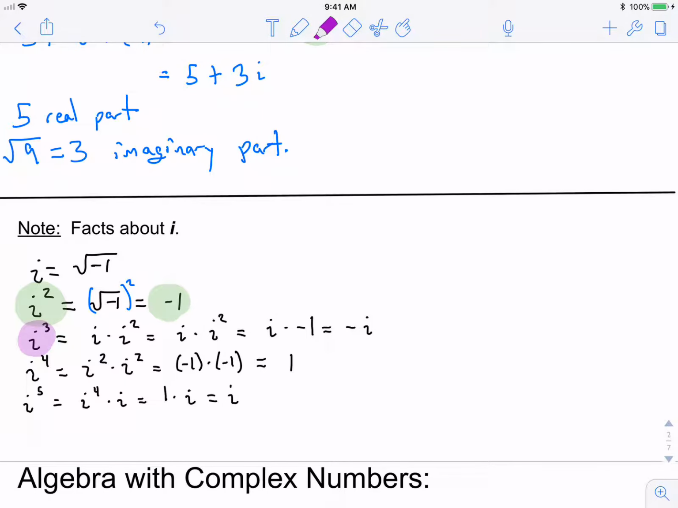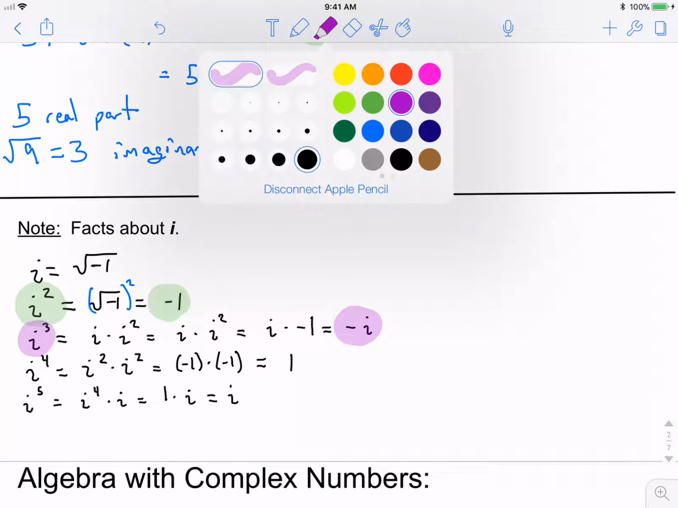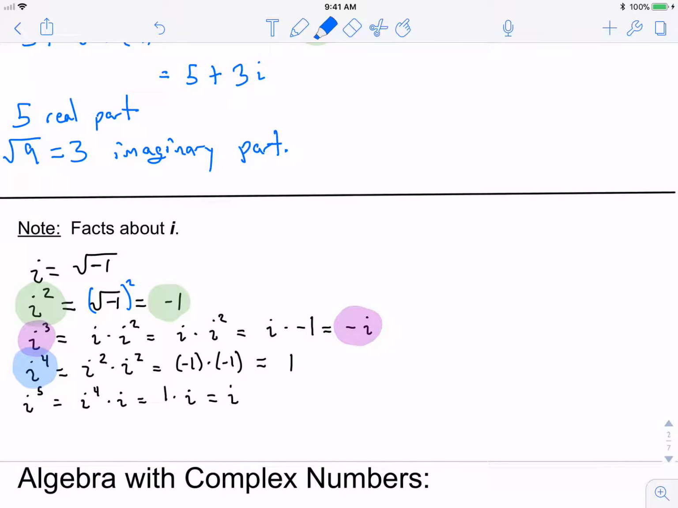Now let's look at i cubed. We can write i cubed as i times i squared. We already said i squared is -1, so this is actually i times -1, or -i. So when we cube i, it actually goes back to the first power and picks up a negative in front of it. The only remaining case is i to the power 4, which we can write as i squared times i squared, which is -1 times -1, which is 1, and now we've gone back to our original number, 1.